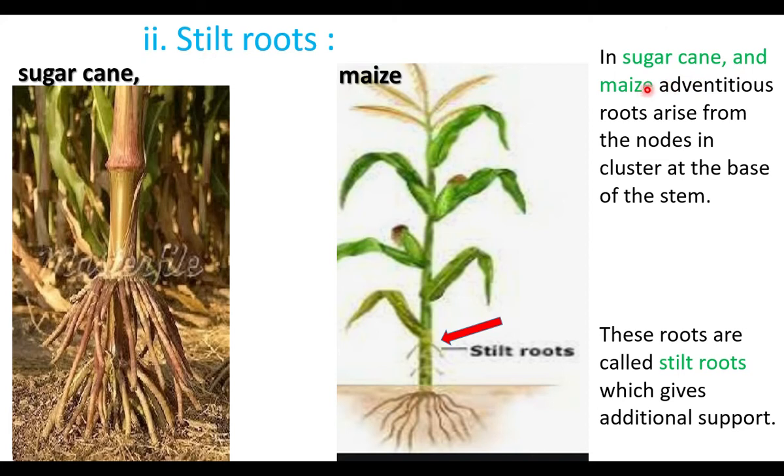In sugarcane and maize, adventitious roots arise from the nodes in clusters at the base of the stem. These roots are called stilt roots, which give additional support.